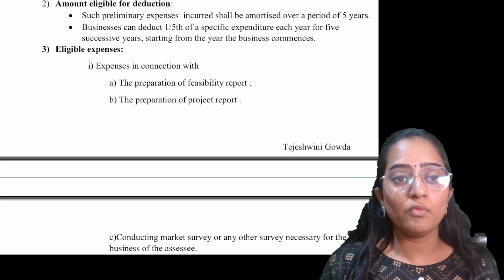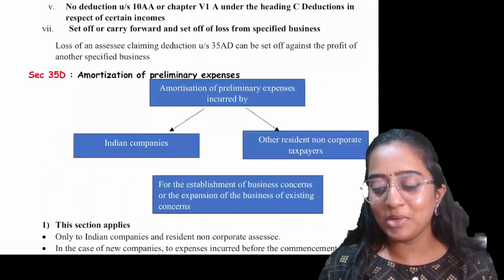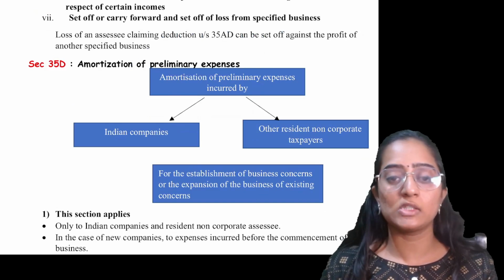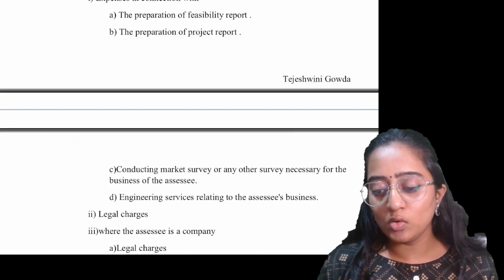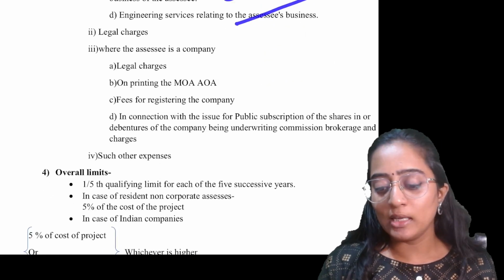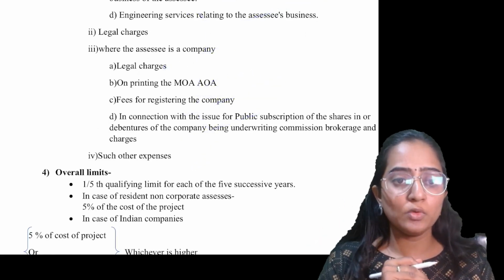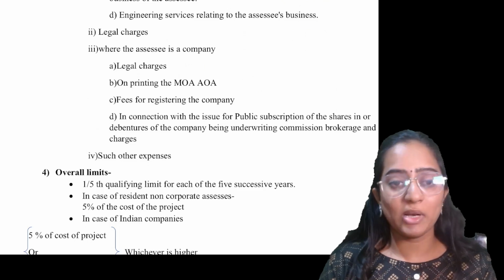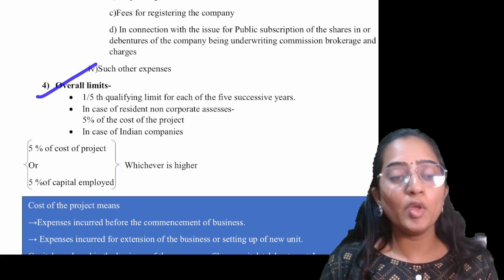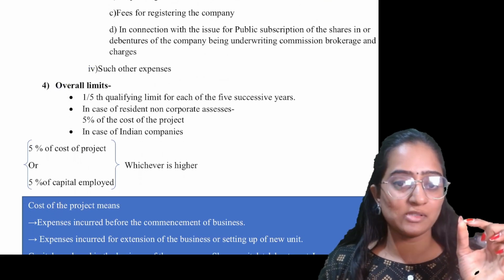How would you calculate what expenses are covered? The feasibility report, project report, etc. First of all, preliminary expenses means expenses incurred prior to commencement of your business. That would be considered as your preliminary expenses. This includes the feasibility report, project report, surveillance, engineering services, legal services, printing of MOA for registration. All this basic amount which you would have spent is allowed as deduction as preliminary expenses, but not 100% will be allowed. It will be considered based on the overall limit. That is, over 5 years you are going to get 1/5 of whatever preliminary expenses were incurred.